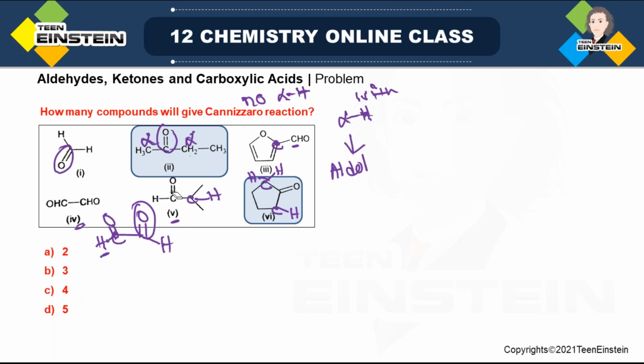And here one printing mistake is there. Basically, this is the molecule where 3 methyl groups are there. There is no hydrogen actually. Fine. So 2 molecules cannot give Cannizzaro. Rest of the molecules out of 6 can give. So total 4 compounds can give Cannizzaro. So the correct option should be this option.